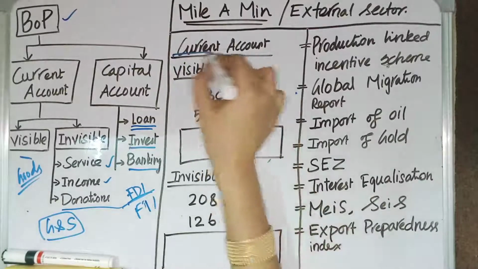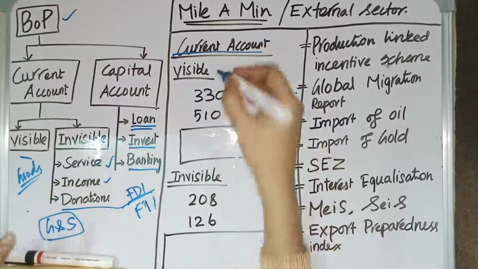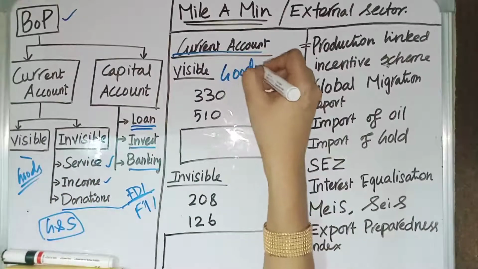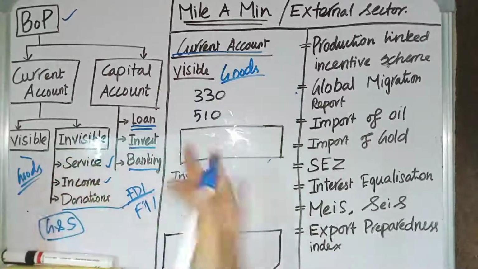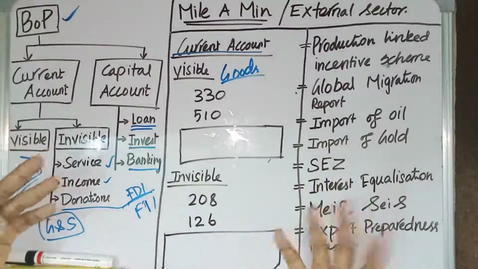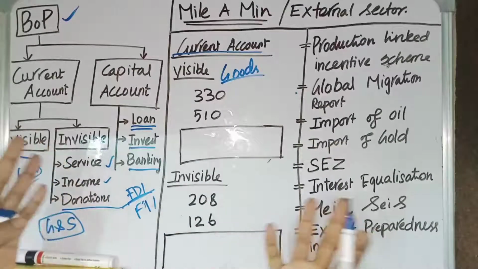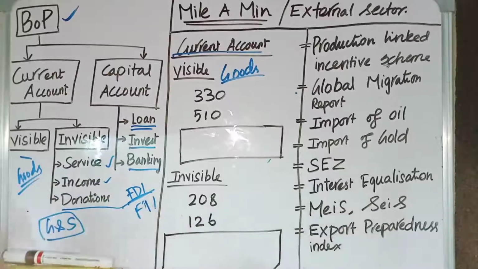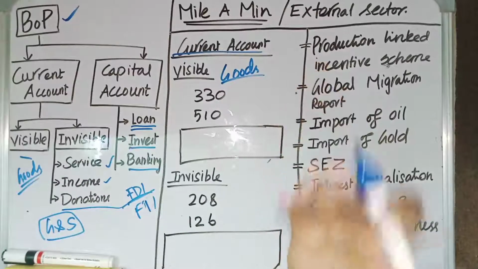First, let us start with current account. Under current account, we have already said that we have two things. One is visible and another one is invisible. Visible is goods. So the goods which we export and the goods which we import come under this. It is balance of payment. It contains the economic transactions which we have with other countries. So if I say economic transaction, it is nothing but the import and the export which we are having with other countries. So first one is we have export of goods as well as import of goods.